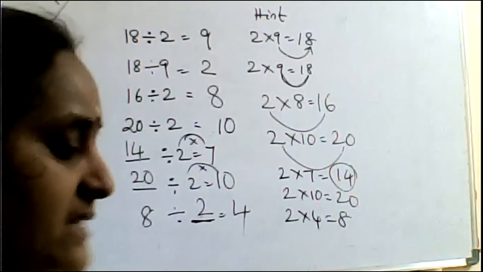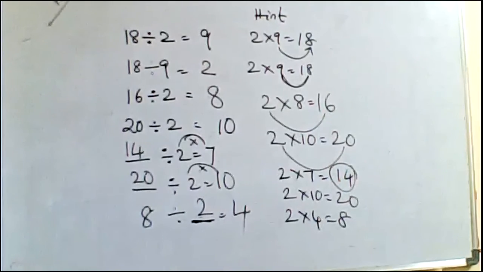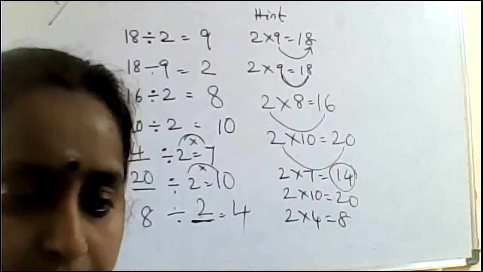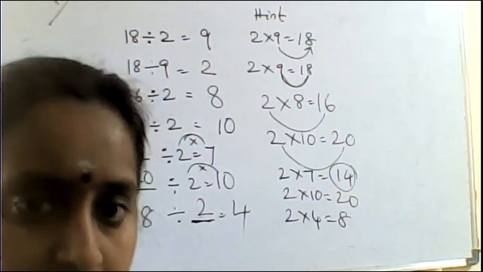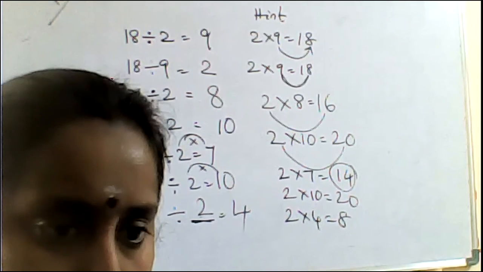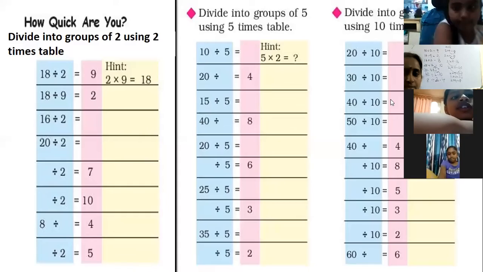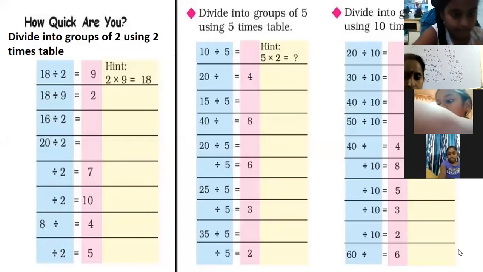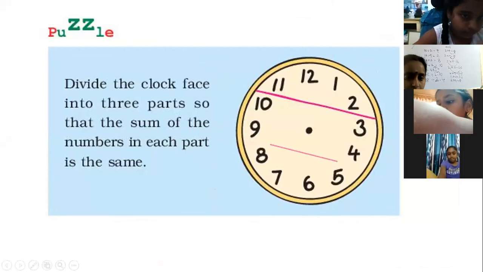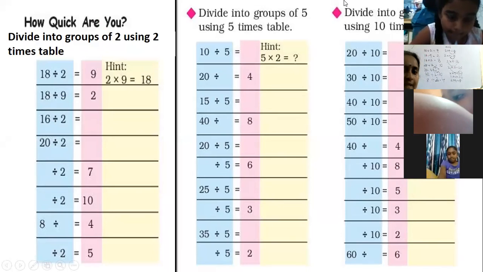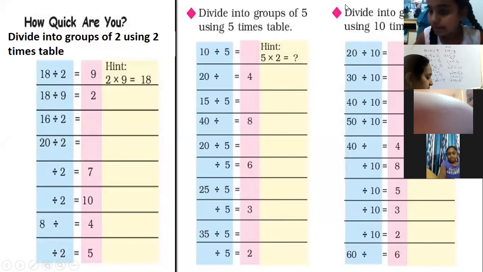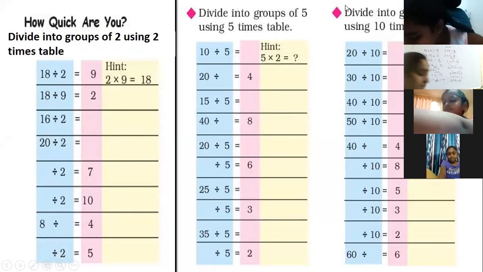Like this, on page number 175 and 176 you have 3 tables. You have to do these 3 tables as homework. It is there in the textbook, page number 175 and 176. You can check.